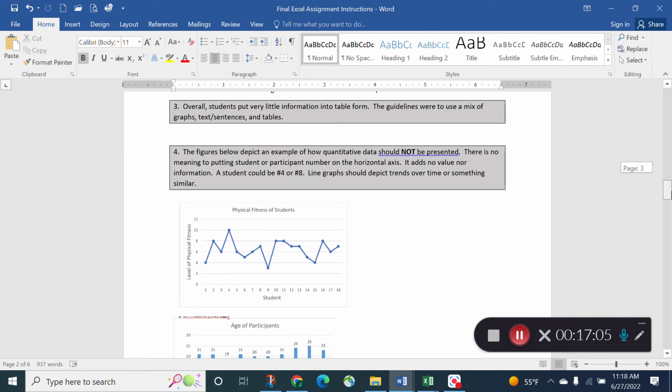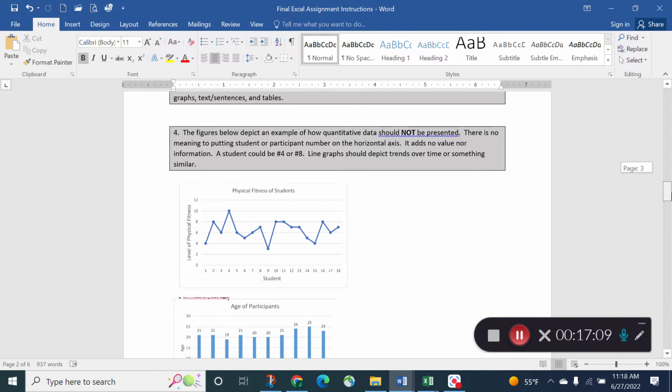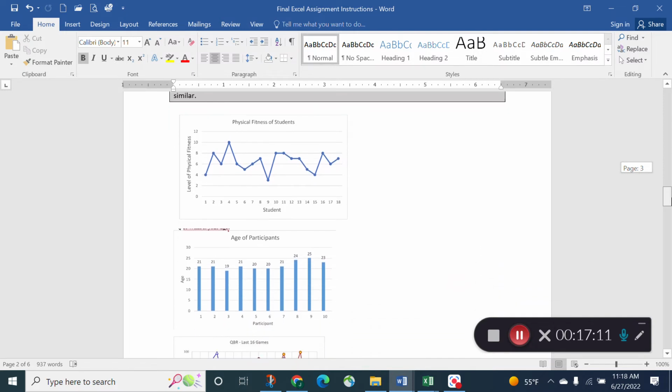So hopefully it makes sense to you that putting student number or participant number on the horizontal axis doesn't mean anything. Here's another person who kind of did the same thing. This is person number 1, person number 2, person number 5, person number 9. You can see the fluctuation in ages, but the ups and downs don't mean anything because these participant numbers have no meaning.